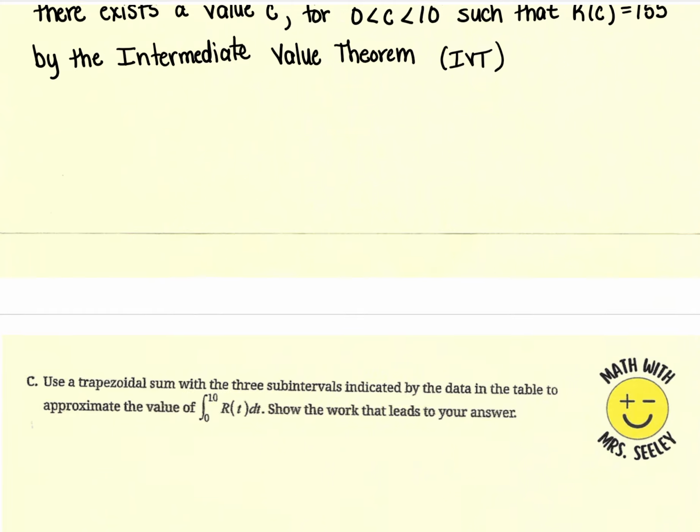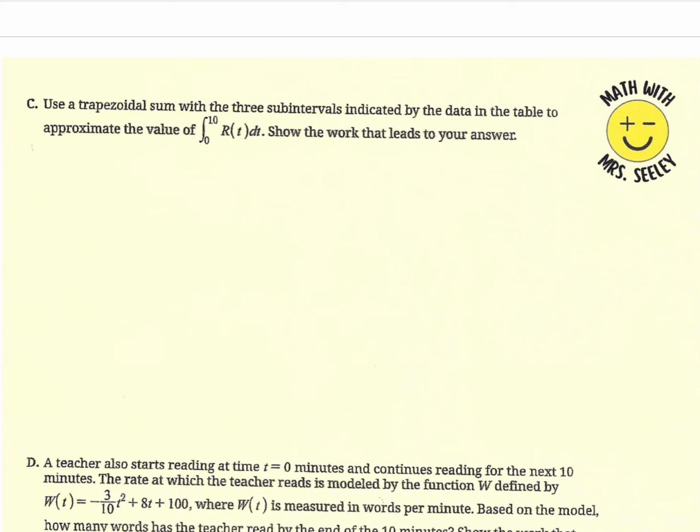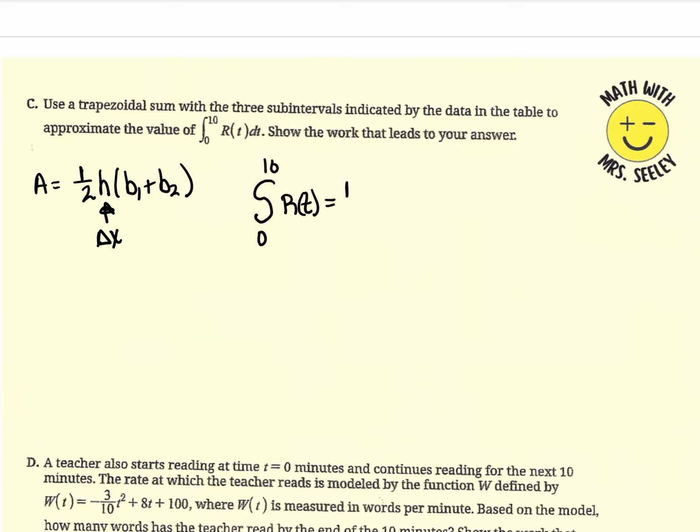Okay, let's look at part C. Part C says to use a trapezoidal sum with 3 subintervals indicated by the table to approximate this value. Well, you guys know that the area of a trapezoid is 1/2 the height, parentheses, base 1 plus base 2. The height is your delta x, or the distance between the different intervals here. So we know that the integral from 0 to 10 of r of t is approximately equal to 1/2, because that's in front of everybody.